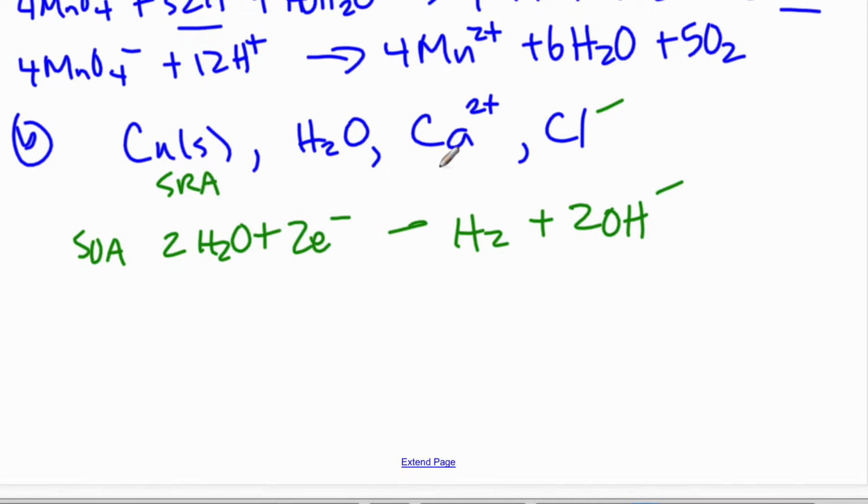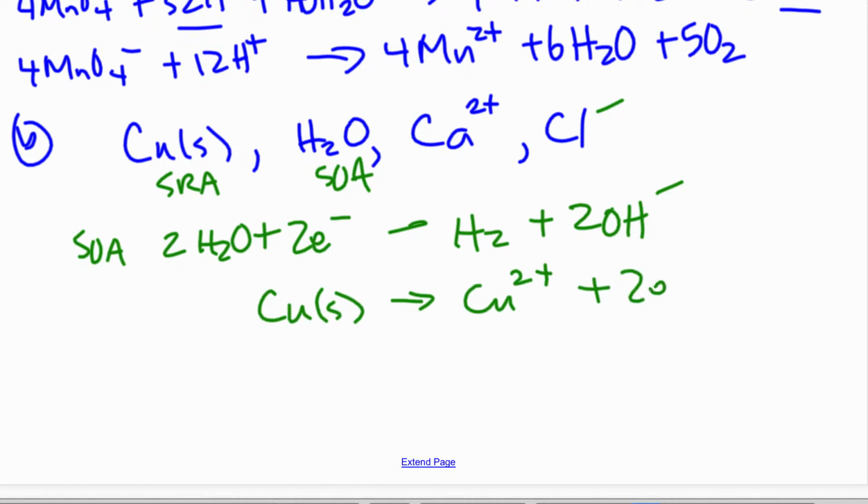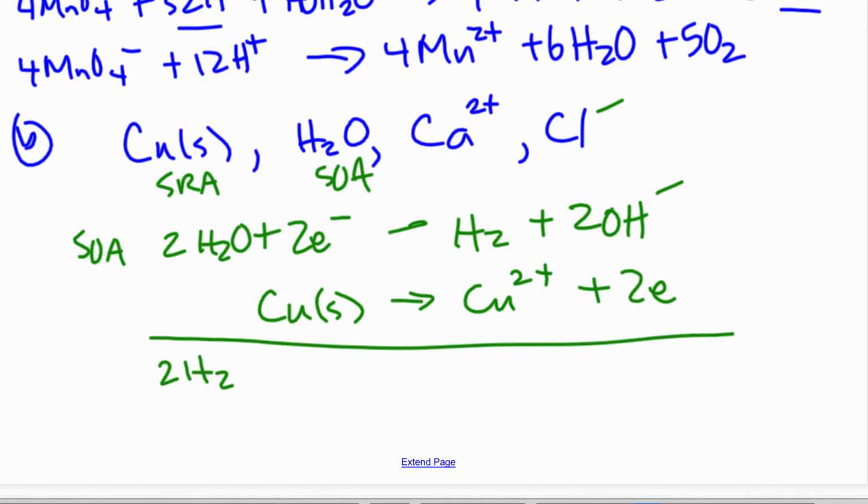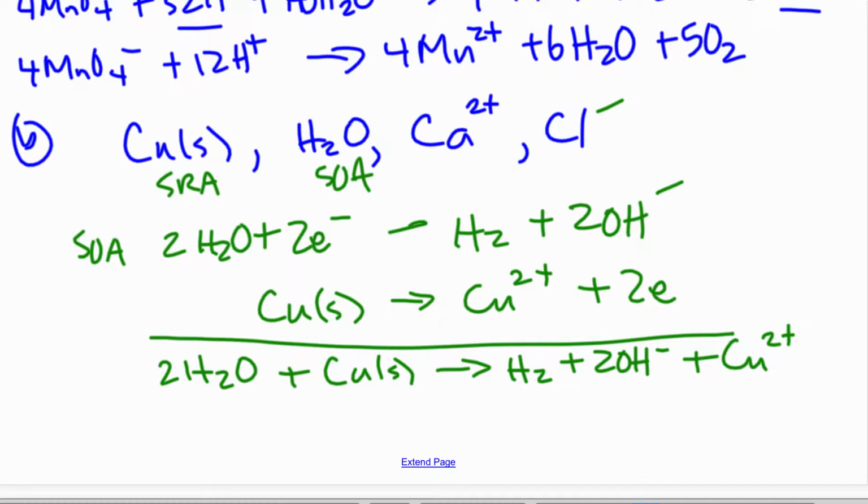And then that's my SOA. My SRA written backward will be copper solid yields copper 2 plus 2 electrons. The electrons are even Steven, so they cancel out. And so I'm going to have 2 waters plus a copper solid producing hydrogen plus 2 hydroxides plus a copper ion. Okay, hopefully you're feeling okay with those.